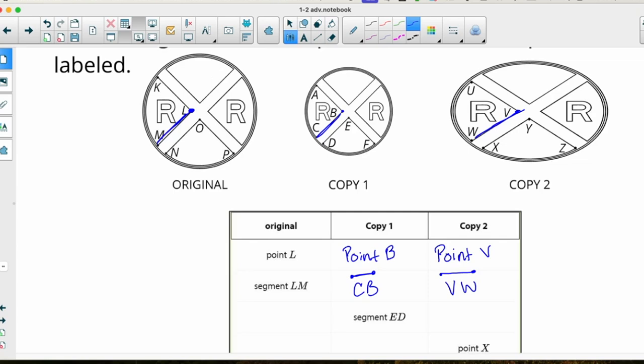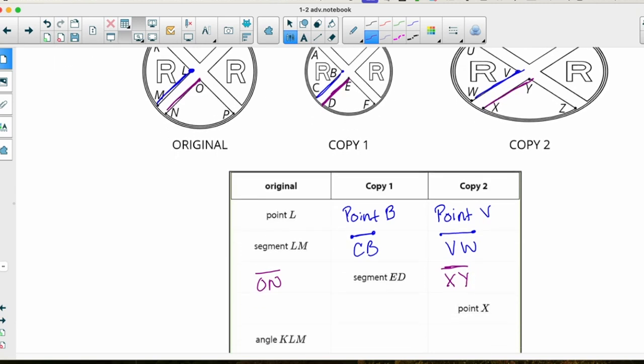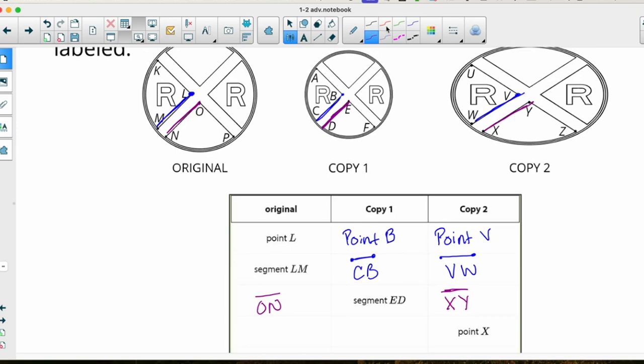Then they gave us segment ED that was in copy 1. Well, the original is segment ON. And in copy 2, the same position is YX. They gave us point X in copy 2. Same point position in copy 1 would be point D. And in the original is point N.